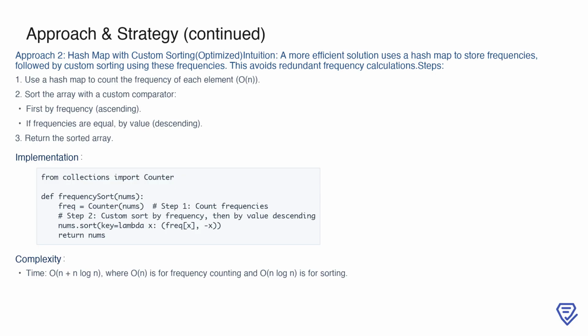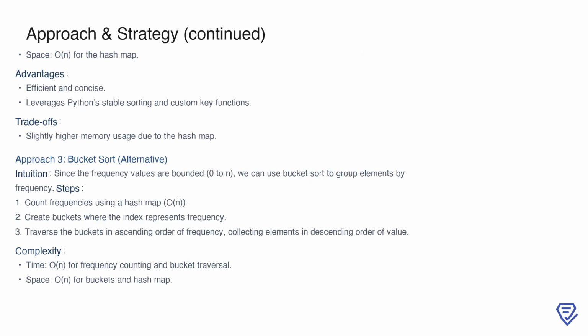The implementation of this approach is straightforward, leveraging Python's Counter class to compute frequencies and the sort method with a custom key for ordering. The time complexity of this method is O(n + n log n), where O(n) accounts for frequency counting and O(n log n) for sorting. This approach is both efficient and easy to implement. The space complexity of the hash map approach is O(n), as we need to store the frequencies of all unique elements. This method is advantageous because it is concise, leveraging Python's built-in sorting capabilities and allowing for efficient implementation of the sorting conditions. However, the trade-off is a slightly higher memory usage due to the hash map.